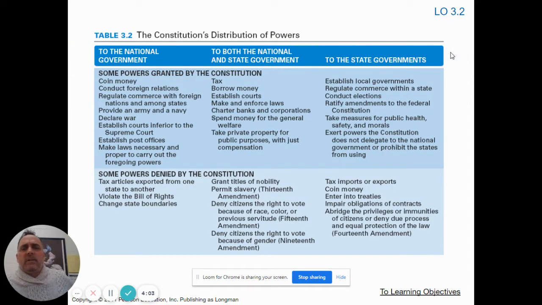So here's a list of things that the national government's responsible for, like coining money, conducting relationships with foreign countries. Here's some things that both the federal and the state governments basically do. They both are really good at borrowing money. They both get to tax people. And then we have some where only the state government gets to do, such as setting up your local governments or regulating commerce within your state specifically, okay? So we get all these different things, and this is a little graph to kind of show you some of the different policies and powers that are granted to either the state, federal, or both.